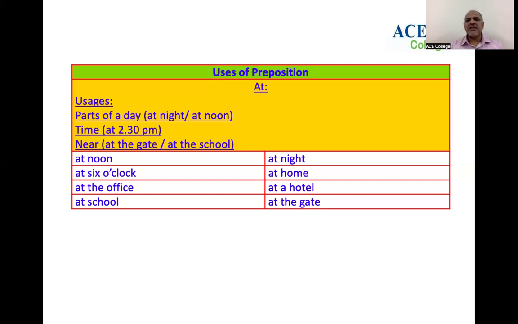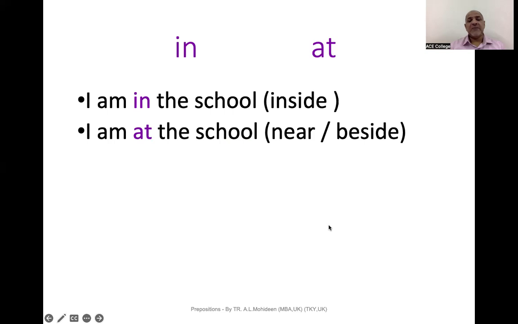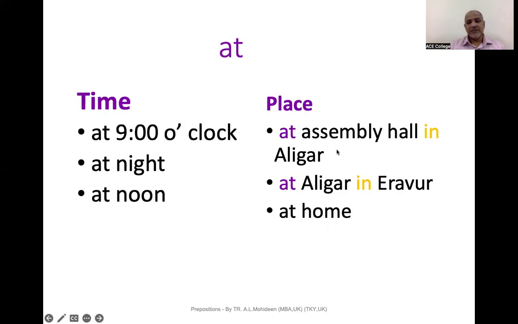So these are the different things you have to understand. At noon, at 6 o'clock, at the office, at school, at night, at home. Yes, home also. For house, you're going to use in the house. But for home, you're going to use at home. This is a special one. At a hotel, it's near the hotel. At the gate, near the gate. Okay. So this is what I said. I am in the school means inside the school. I am at the school means I am near the school, not inside.